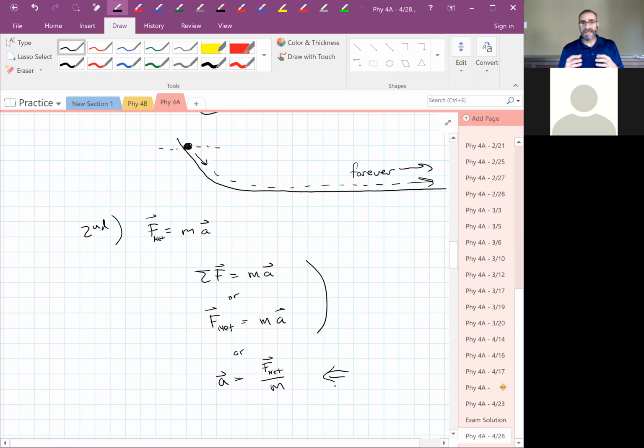So if we want something to change its motion, acceleration is a change in motion, right? If we want something to accelerate, we exert a force on it. If we want it to accelerate more, we exert a bigger force on it, right? But inertia tells us that if something is at rest, it wants to stay at rest. It's going to resist those changes in motion. How do we measure inertia? Mass. Mass is how we measure inertia. So the more massive the object is, the bigger the force it takes to get the same acceleration.